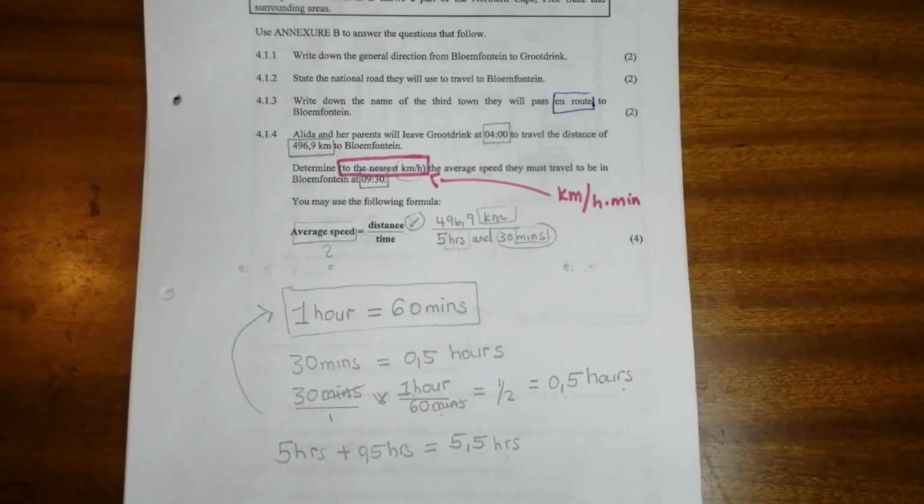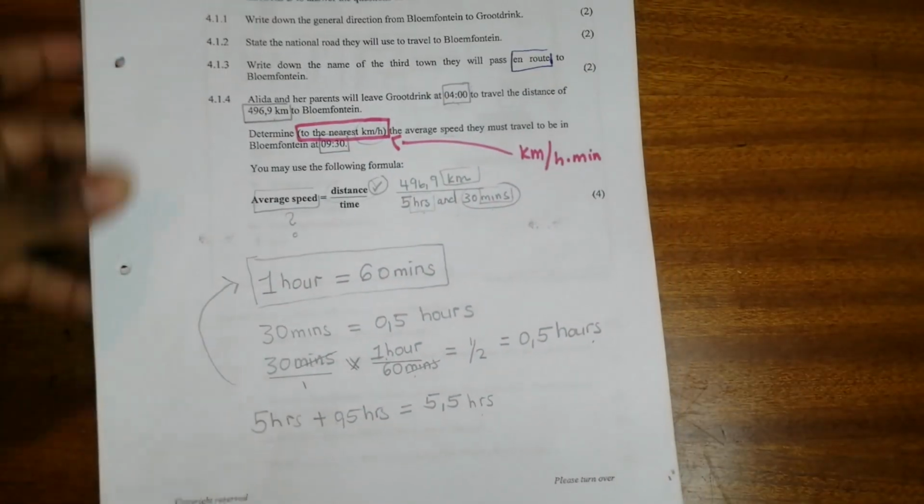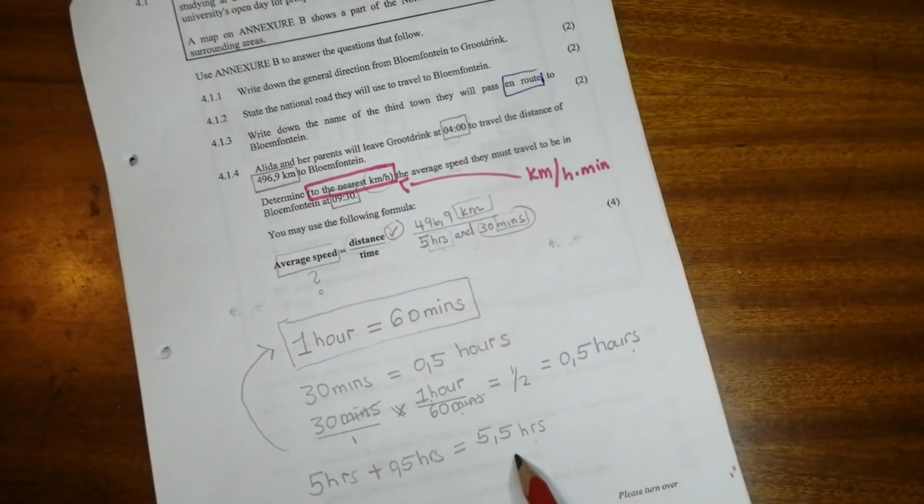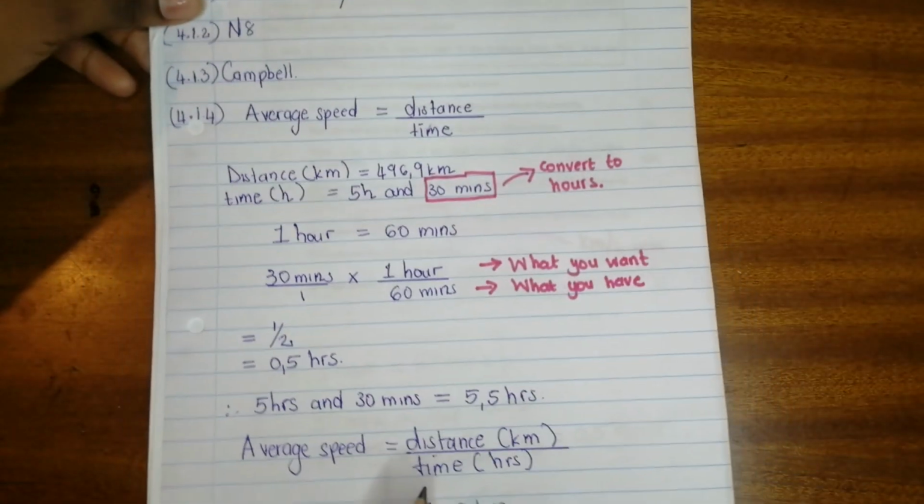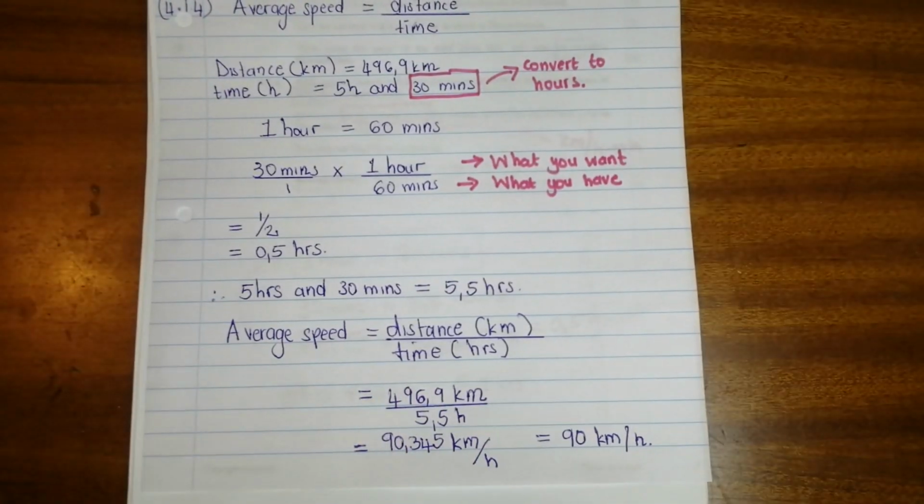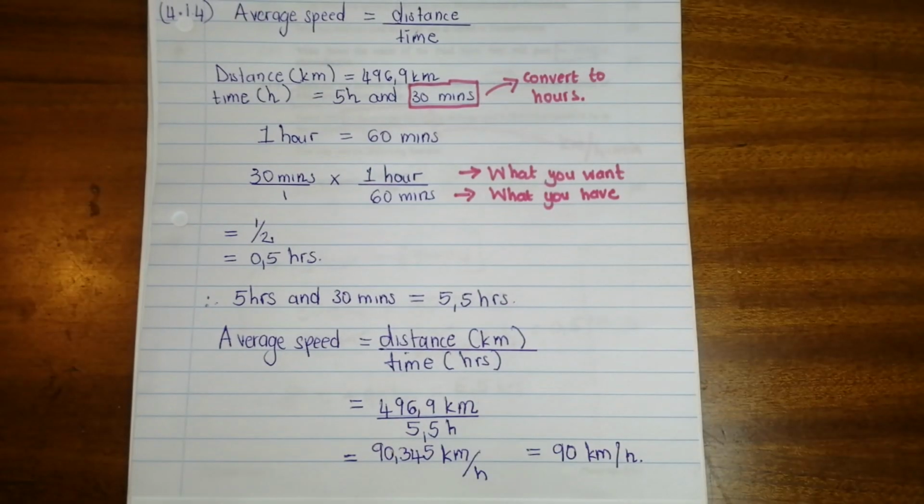And then from here, it becomes easy peasy lemon squeezy, because we can simply substitute these values into our formula to get the average speed that they need to travel to get to Bloemfontein in time, which is 90 kilometers per hour.